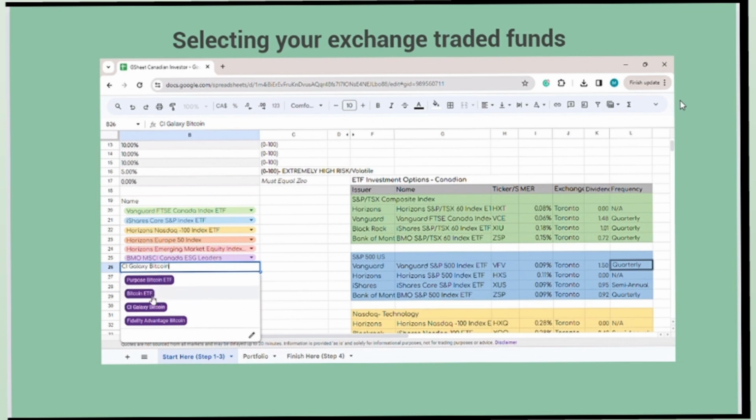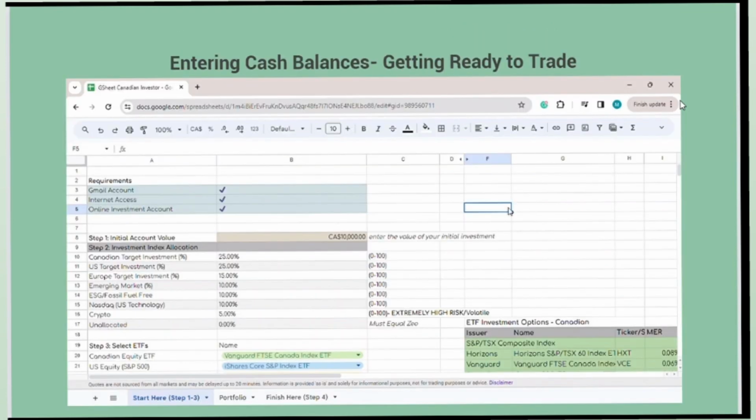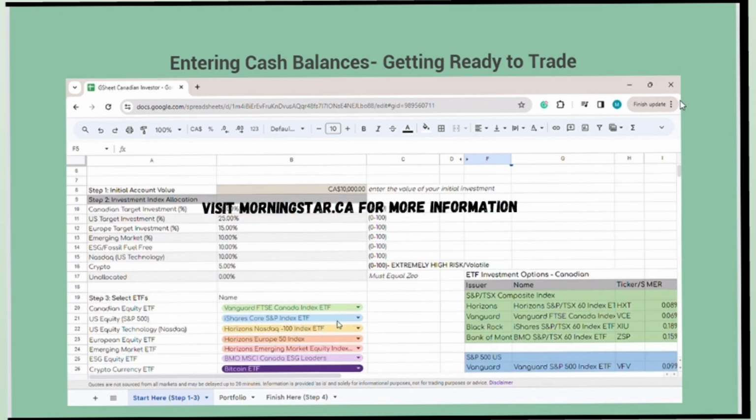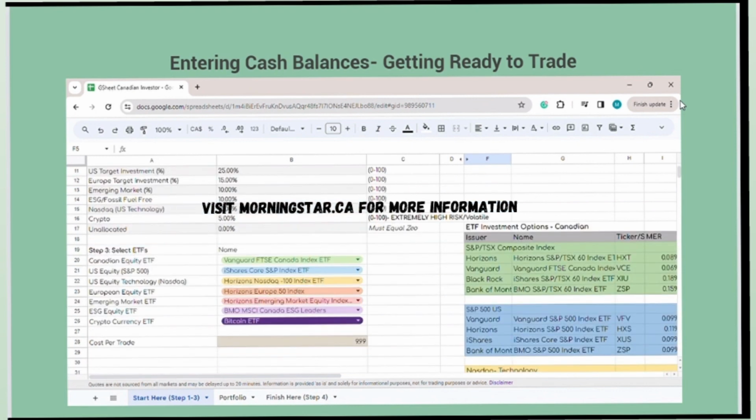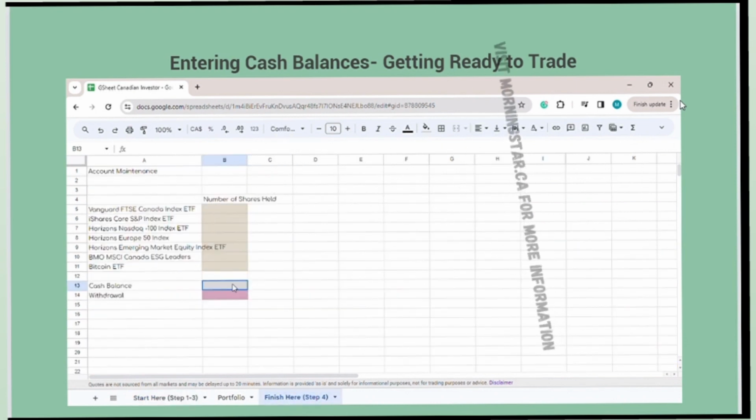When you have decided which ETFs you would like to purchase, select the name of the fund from the drop-down bar. For more information on the ETFs, the fees and holdings, you can visit Morningstar Canada, which provides independently verified information on the different funds. Now we will move on to the last step tab and enter the amount you will be investing in the cash balance field. You have now built your investment portfolio.